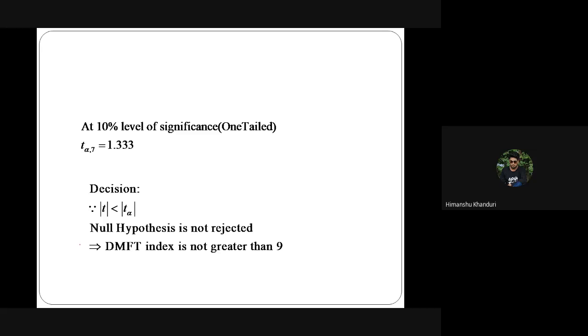Ma'am, it's accepted. It's not rejected, because the calculated value is less than the standard value. Correct? Yes.